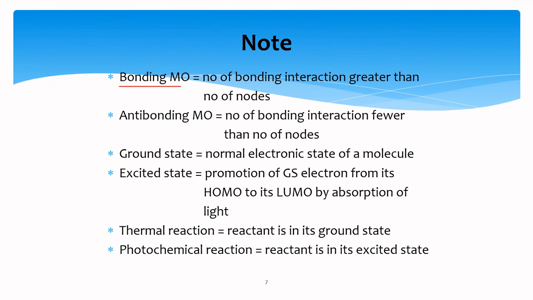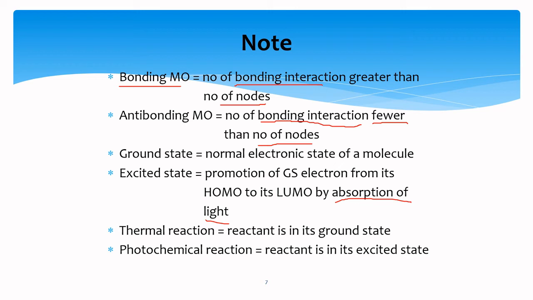Okay, so what is bonding MO? Bonding MO is where the number of bonding interactions is greater than the number of nodes. For anti-bonding MO, the number of bonding interactions is fewer than the number of nodes. And then ground state. Ground state is the normal electronic state of a molecule, while excited state is the promotion of a ground state electron from its HOMO to its LUMO by absorption of light. This excited state usually involves photochemical reaction.